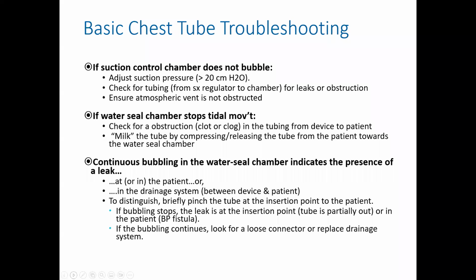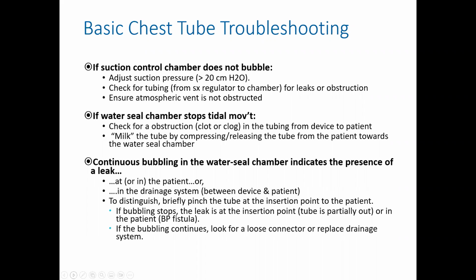A continuous bubbling in the water seal chamber indicates the presence of a leak. The question is this: is the patient leaking, or is the system leaking? Is it at or in the patient, or in the actual drainage system itself, between the device and the patient? To distinguish, briefly pinch the tube at the insertion point to the patient. If the leak continues, look for a loose connection. It's something in the system.